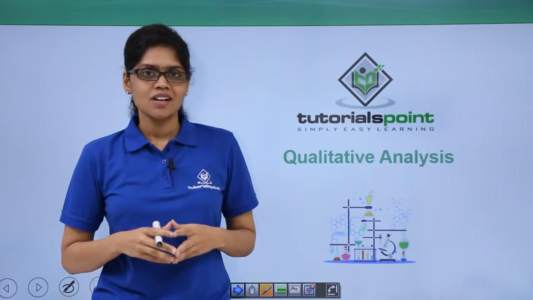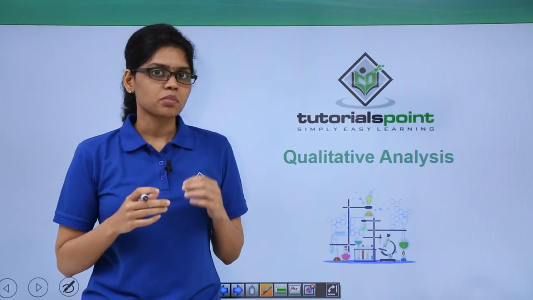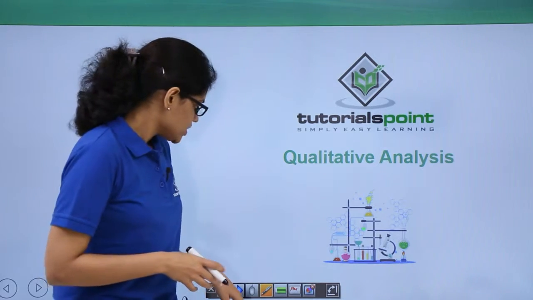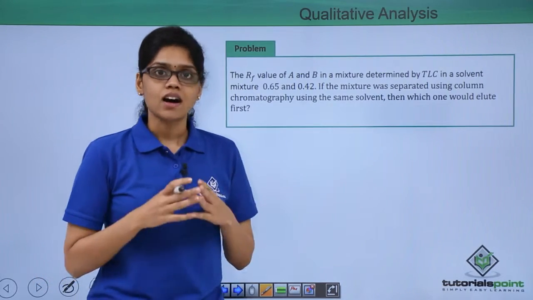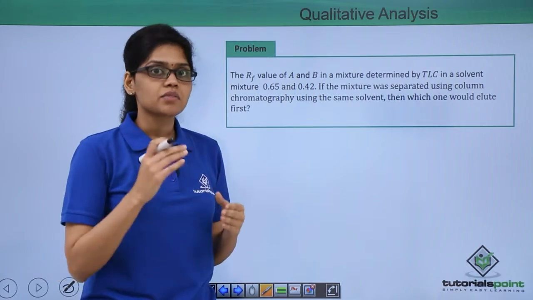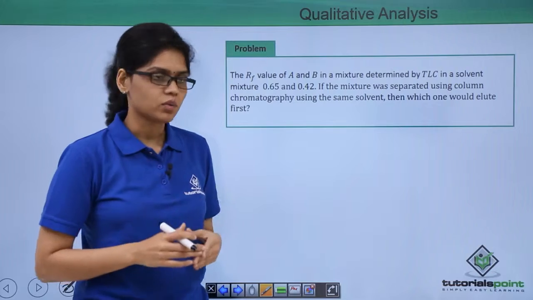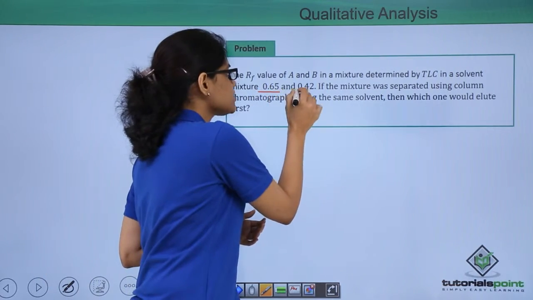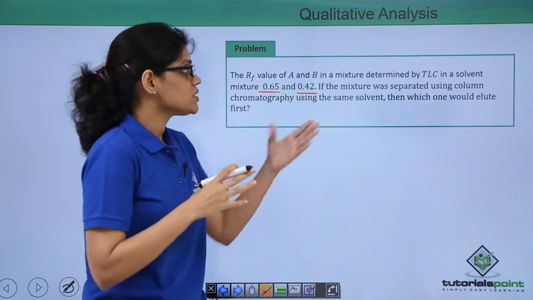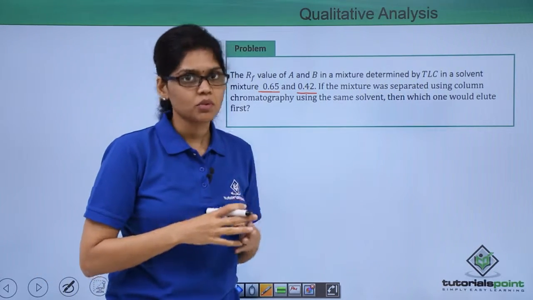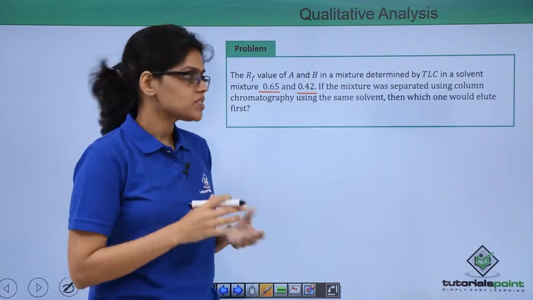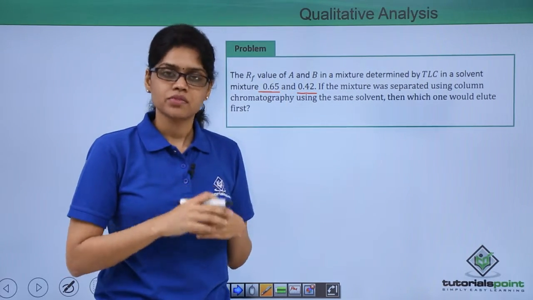Hello everyone. In this video we will discuss a small problem based on qualitative analysis of organic compounds. What's given to us is that the RF value of A and B in a mixture, which is determined from TLC using a given solvent, was found to be 0.65 for A and 0.42 for B. Now the same mixture is separated using column chromatography using the exact same adsorbent and solvent. Which of these components will get eluted first?